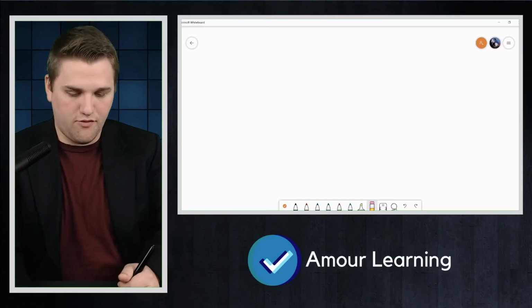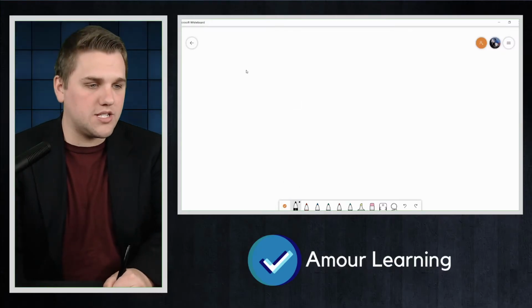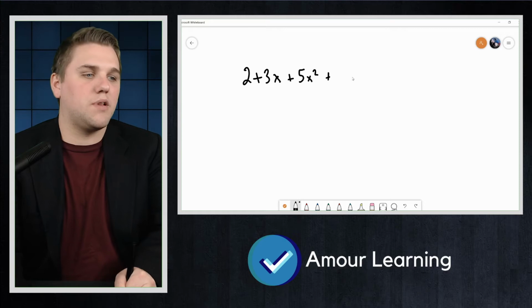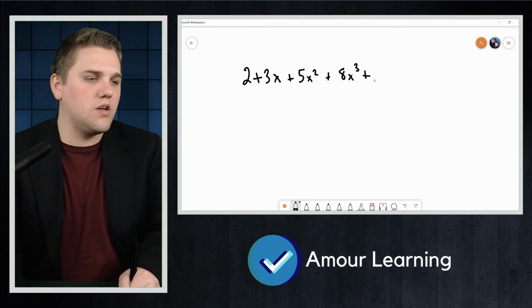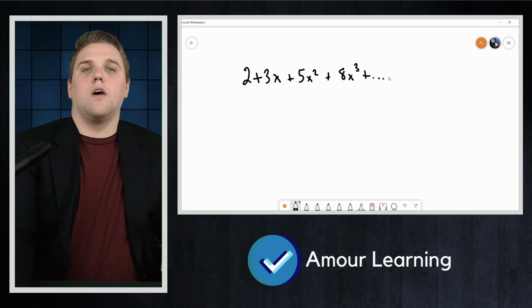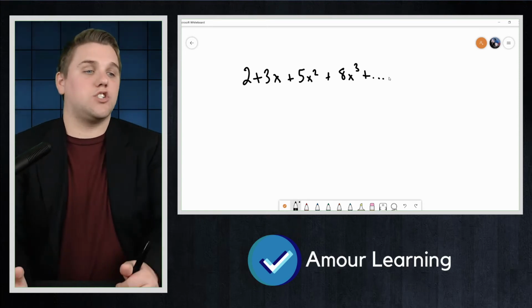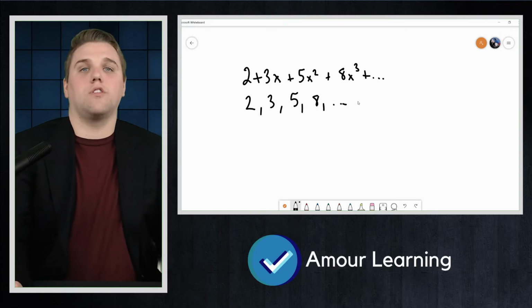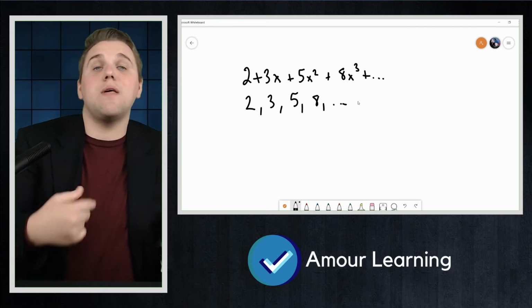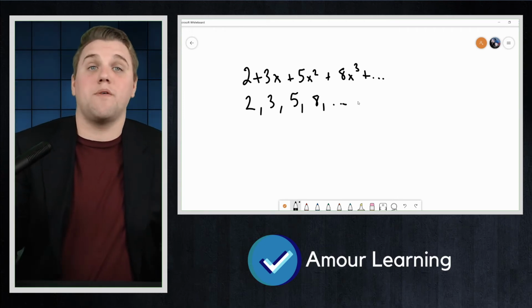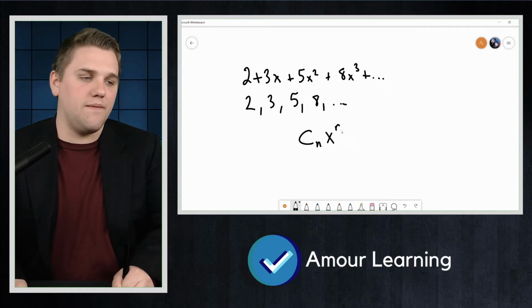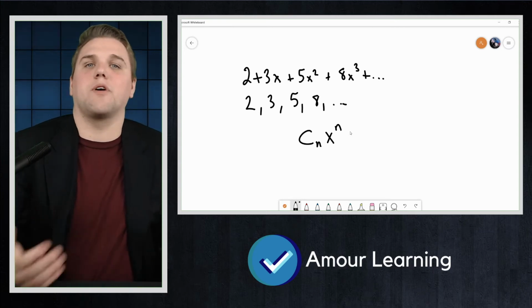So for example, we would look at the power series for 2 plus 3x plus 5x squared plus 8x cubed and so forth. This would display the sequence 2, 3, 5, 8, and so forth as coefficients. An infinite power series is simply an infinite sum of terms of the form Cn x to the n, where Cn is just some constant.